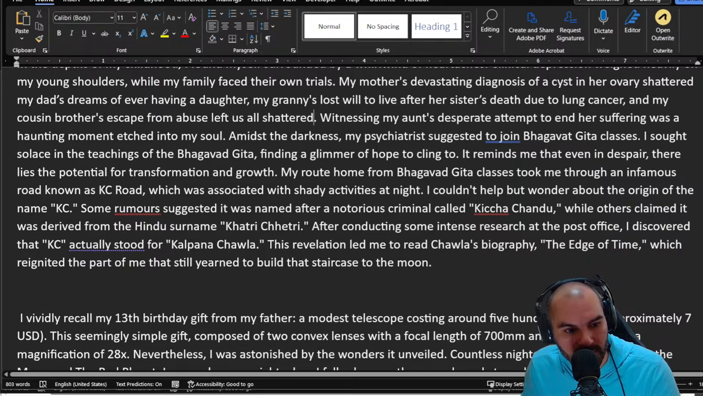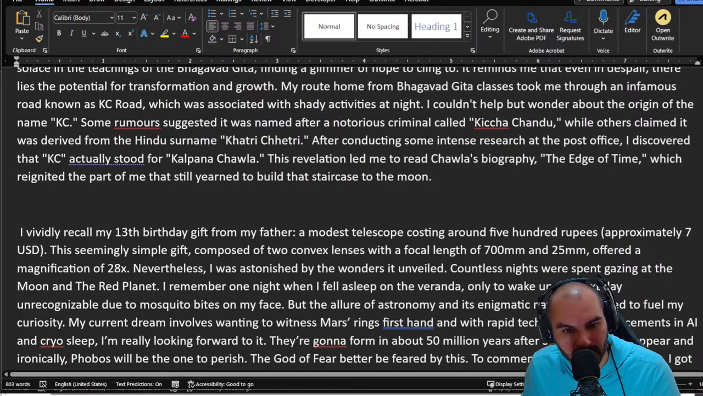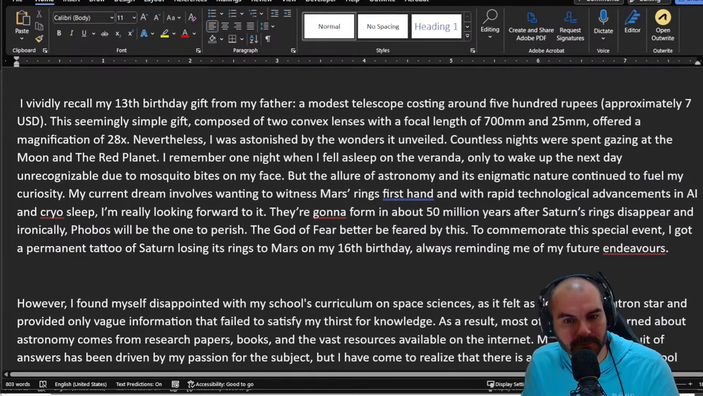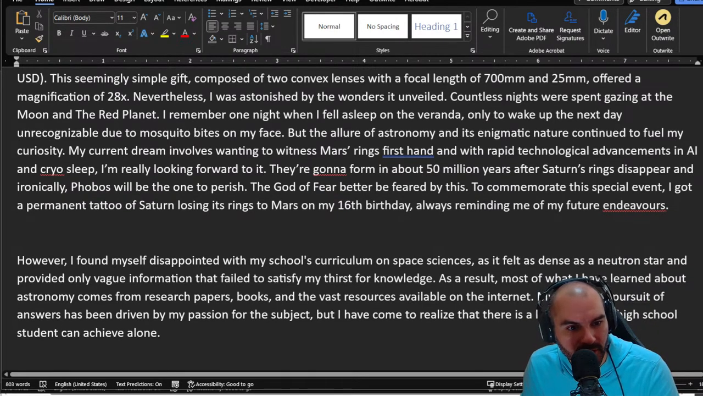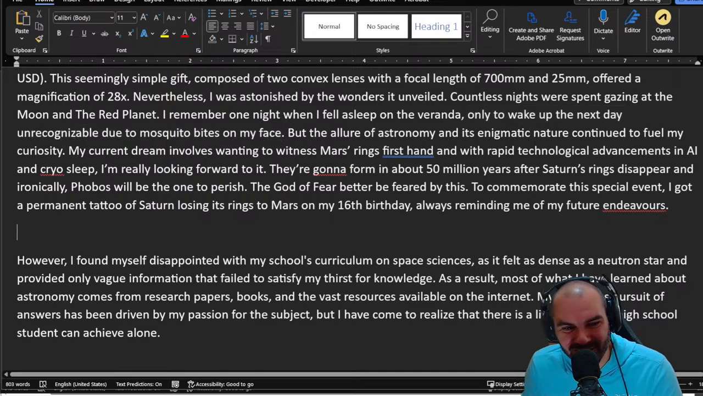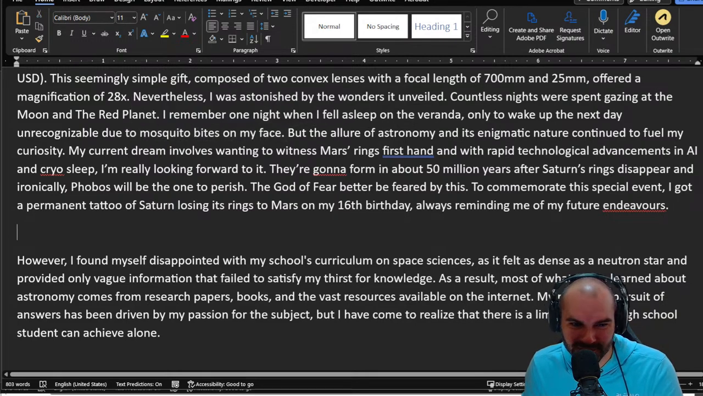Interesting. Okay, got a nice telescope. That's cool. I like the mosquito bites detail. I like the little side details in here. There's good little side details in here. This is a nice little funny thing. You clearly spent up all night playing with this thing, and now you wake up with mosquito bites. That's a pretty good detail. I like it.